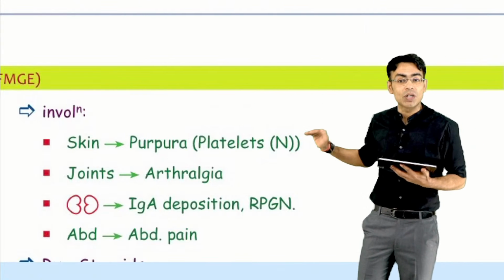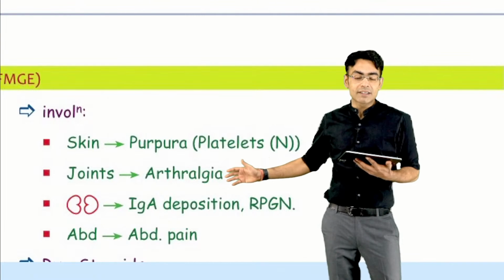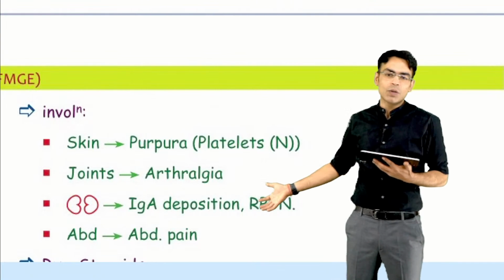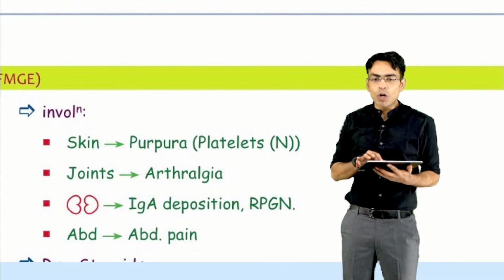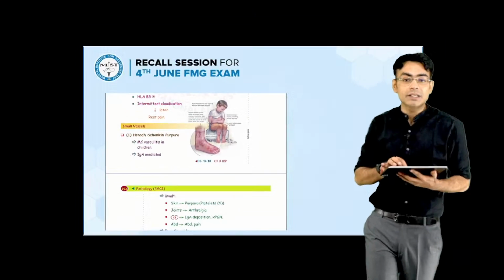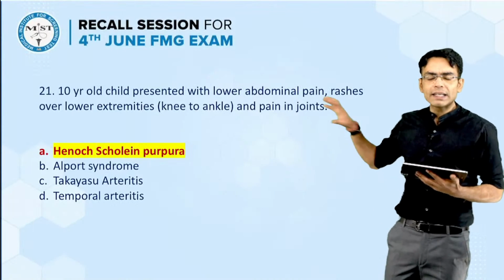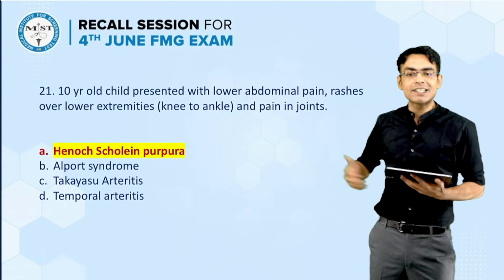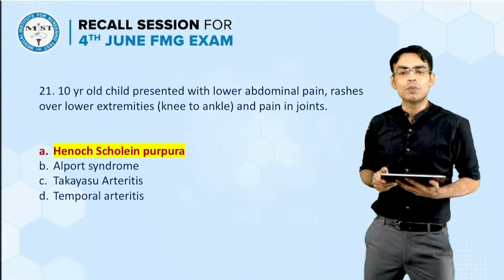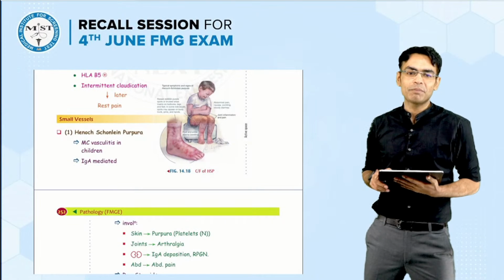Platelets are going to be absolutely normal. Then joints, as arthralgia, pain would be there. In kidney involvement, IgA deposition can lead to even RPGN, and in the abdomen there would be pain. And lower extremities are generally involved in HSP. So all that they have mentioned in the question. So from the options and whatever clinical history I got from the students, this happens to be the right answer for this Henoch-Schönlein purpura.